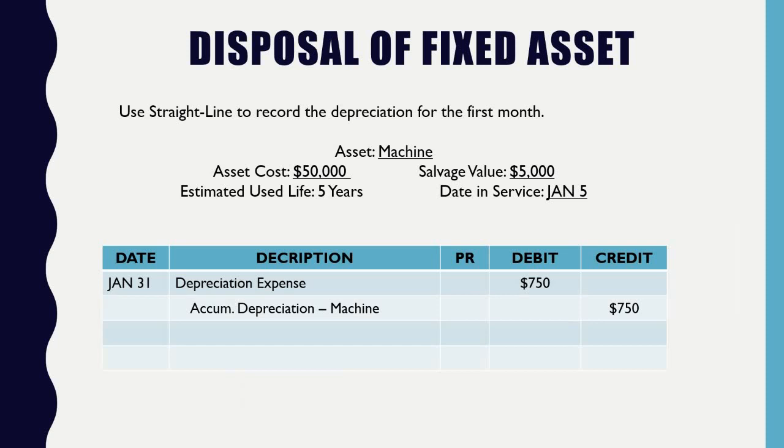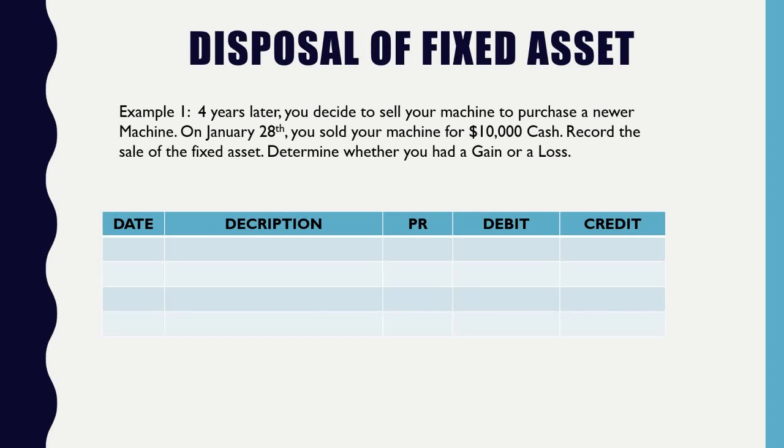So let's say fast forward. That's what you have to do. You're going to journalize your depreciation with the depreciation expense and accumulated depreciation for the $750. Now let's say fast forward 4 years later, and you decided to sell your machine to purchase a newer machine. On January 28th, you sold your machine for $10,000 cash.